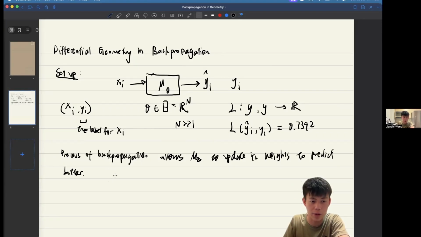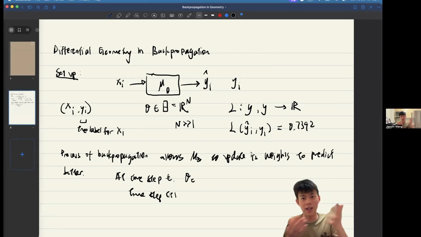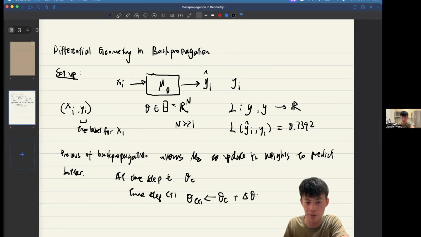So you can think about it as at time step t, the model has weights, let's say theta_t. At time step t plus 1, after we fed in batches of data, we expect the model to be better at predicting. We expect the model to have theta_{t+1}, which is theta_t plus some update, right? This is the update from backpropagation.